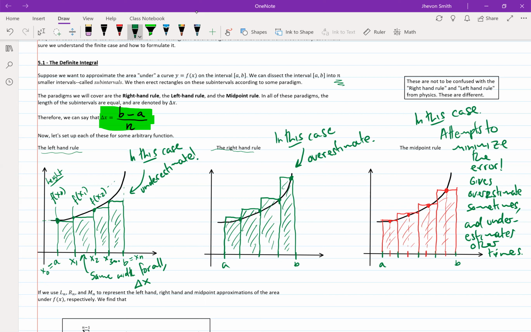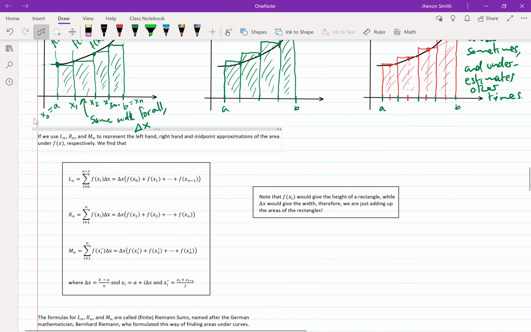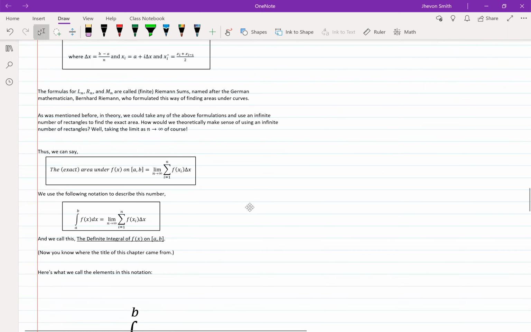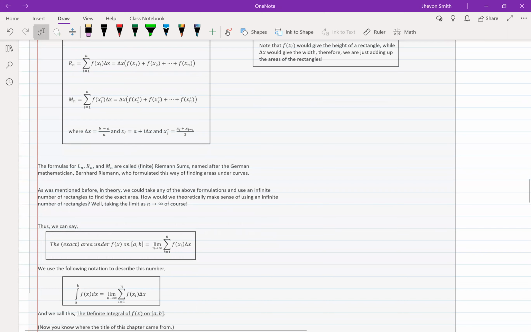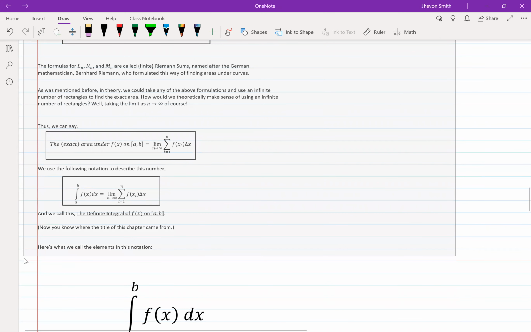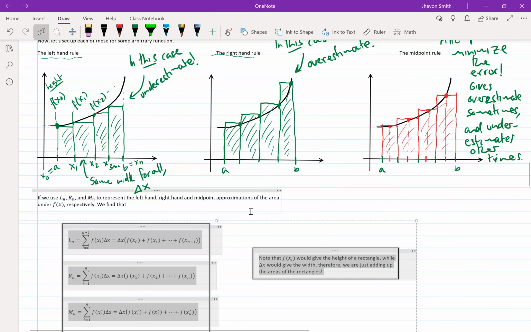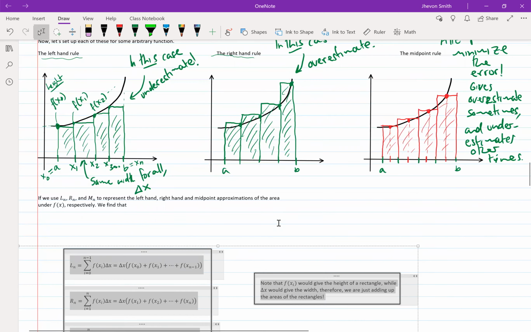Okay, now of course, the idea now becomes, I probably need to move. Let's move this all down a little bit.